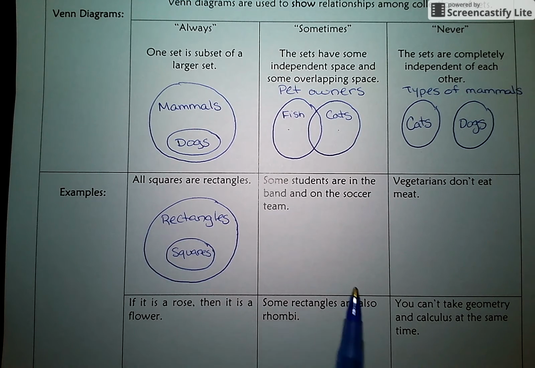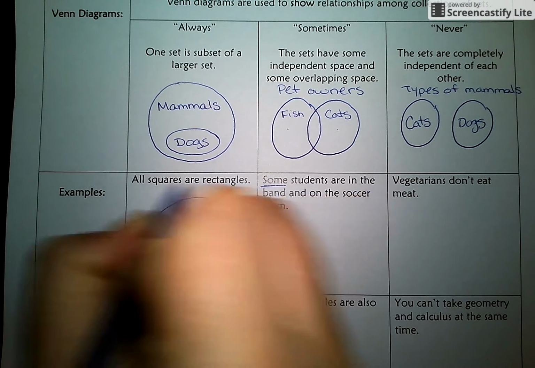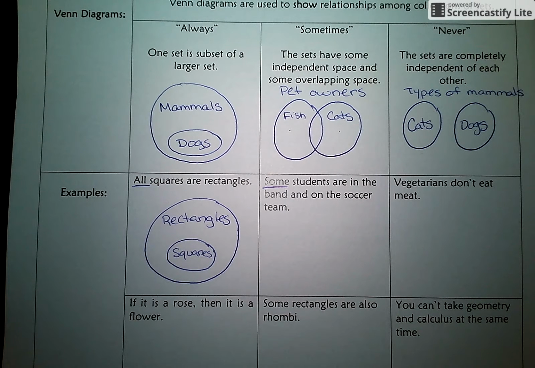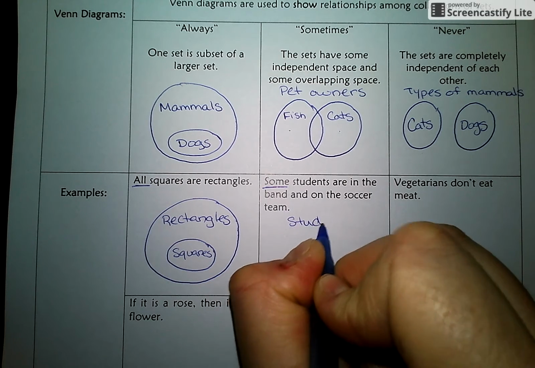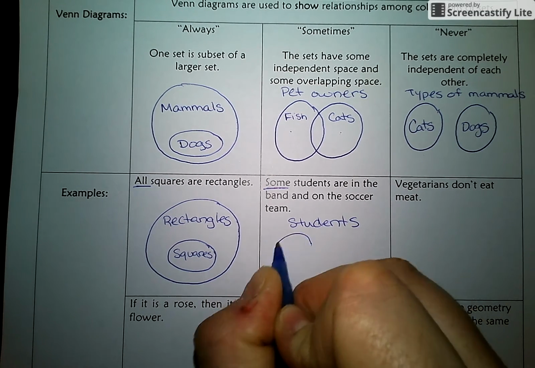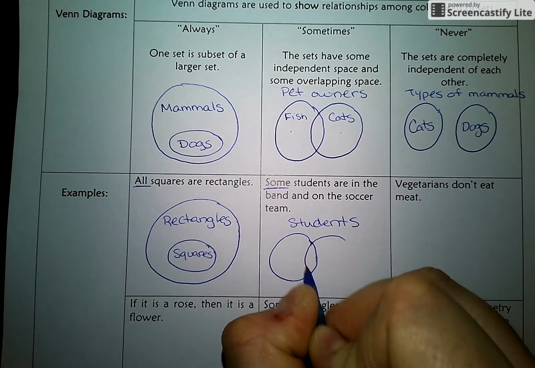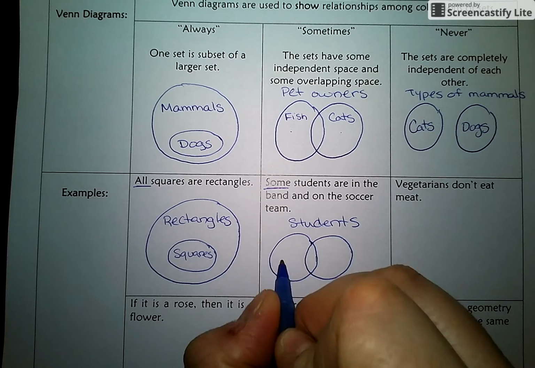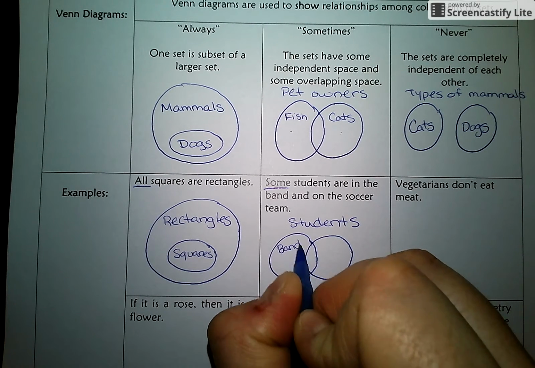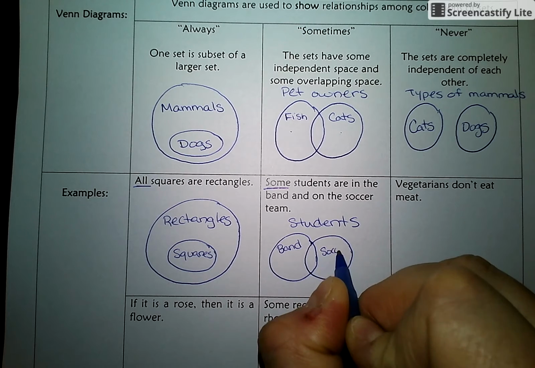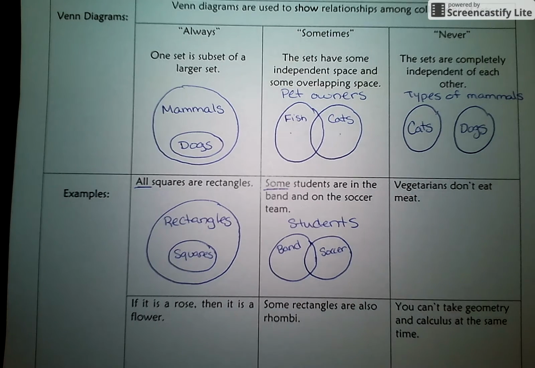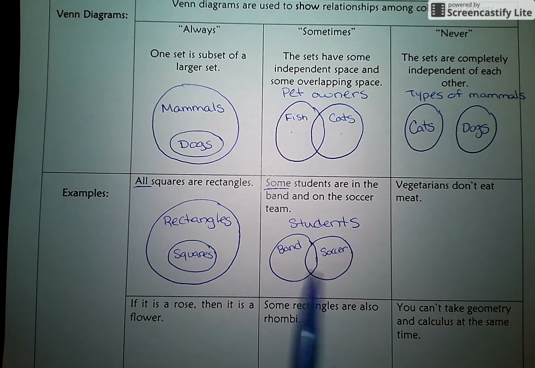This next example is a sometimes example. Some students are in the band and on the soccer team. So we've got 2 categories again, students in the band and students on the soccer team. Since some students are in both, we need a Venn diagram with an overlap zone. One bubble representing band members and one bubble representing soccer team members. The overlap space is where there are some students on both teams.